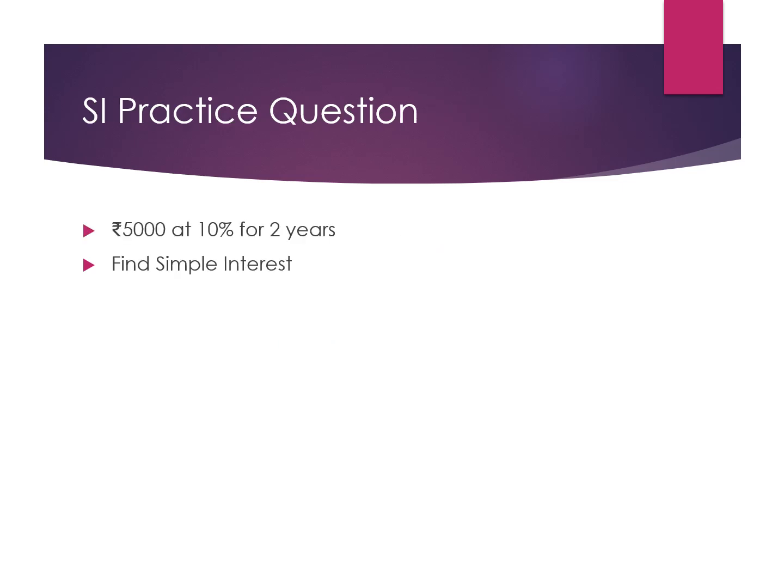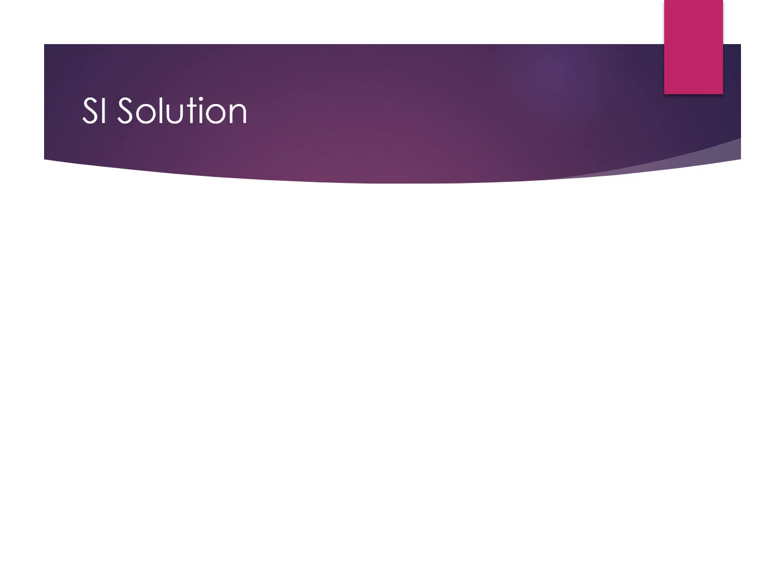Now we'll see a simple practice question on simple interest. Rupees 5,000 at 10% for 2 years. What is the simple interest? So simple interest is equal to PRT divided by 100, that is 5,000, rate is 10 and time is 2 years, whole divided by 100, that is equal to rupees 1,000.